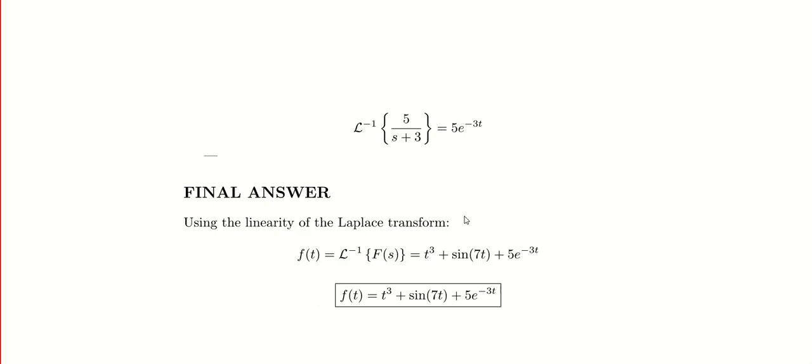So putting it all together, we find that f of t is equal to t cubed plus sine of 7t plus 5e to the negative 3t power.